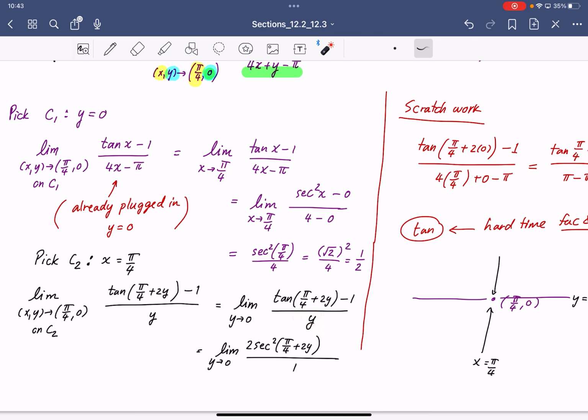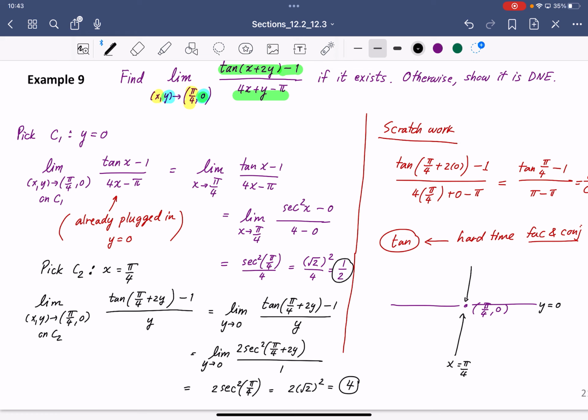So here, this is the L'Hopital rule. And then once you plug in 0 here, this gives you a different number compared to 1/2. You're going to have 2 times sec square pi over 4, which is 2 times square root 2 squared, and this is actually 4. A different number. So once you pick y equal to 0 and x equal to pi over 4, it gives you different limits. So actually the limit does not exist, because these two are not equal to each other.